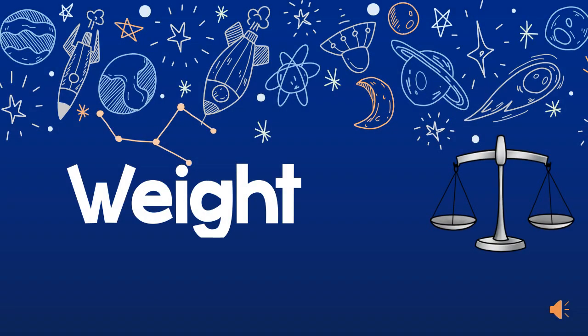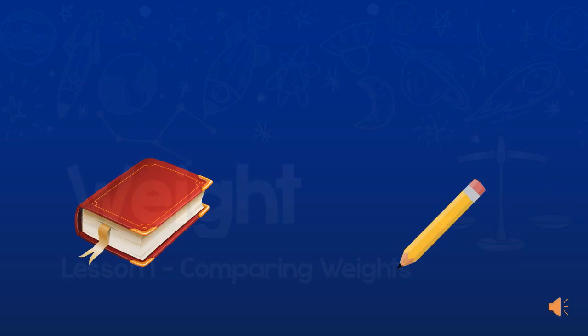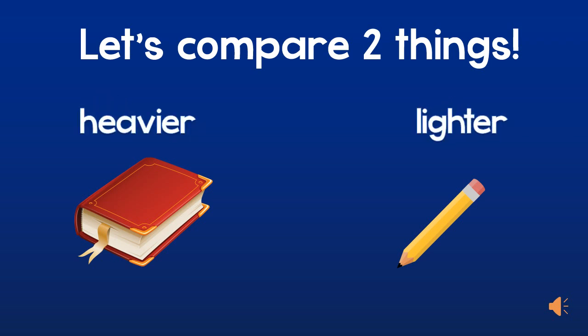Dear first grade students, this is our chapter about weight, and we are still comparing things. In our previous session, we compared between two objects each time, and we used the words heavier and lighter to describe them. In this picture, the book is heavier and the pencil is lighter.